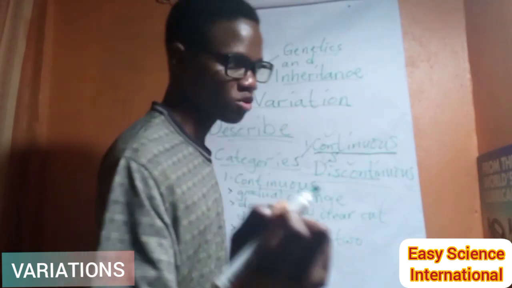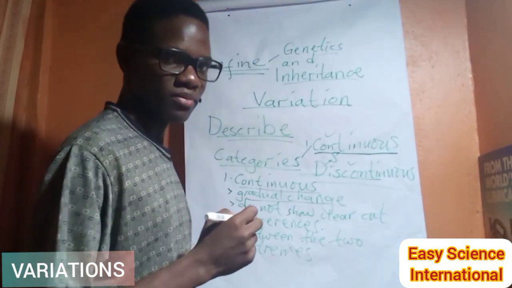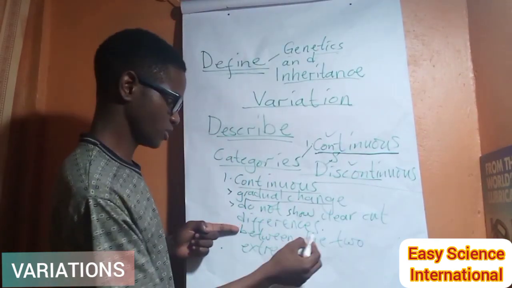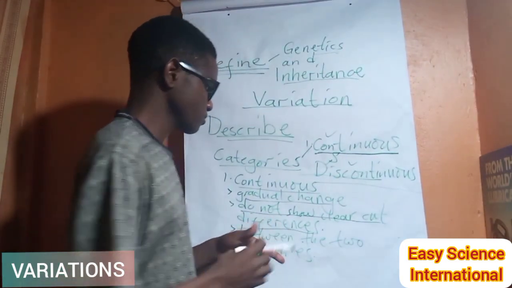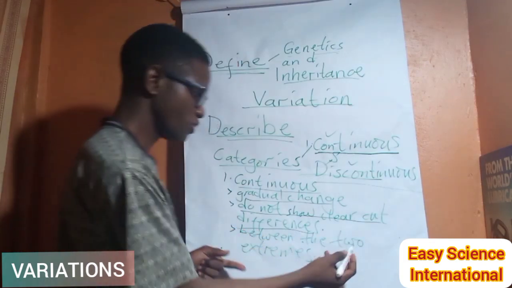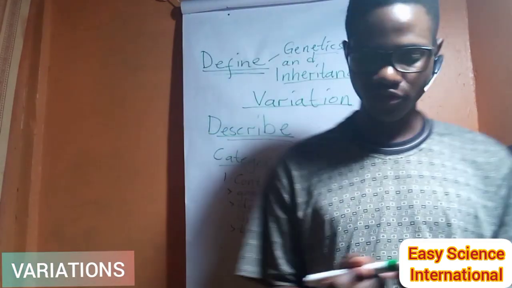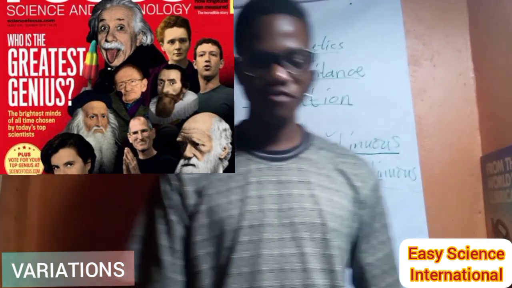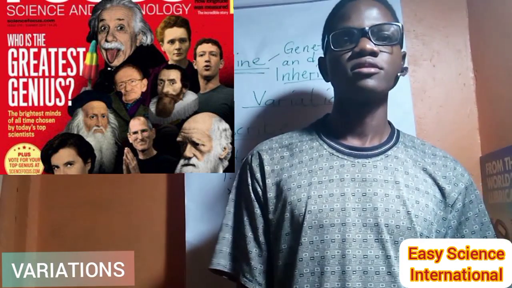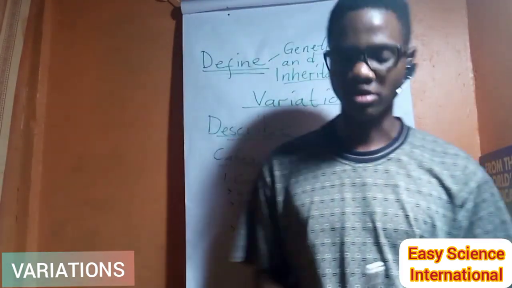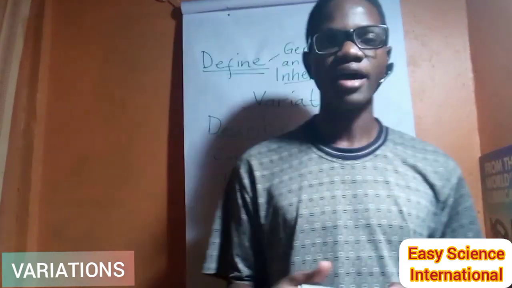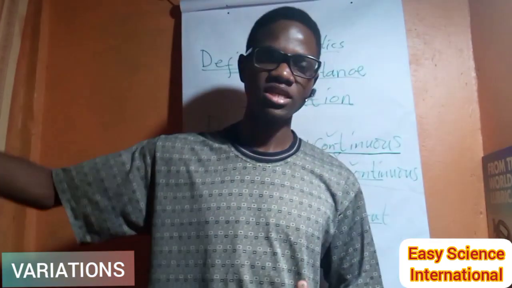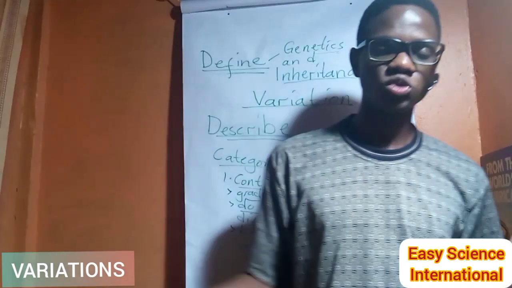Now, in continuous variation, there is a gradual change. That is the first characteristic. And also, in continuous variation, organisms do not show clear-cut differences between the two extremes. Now, if we consider a trait like intelligence, when I give you a biology paper to answer, assess you and bring back the papers, I expect to have the best performer and the worst performer. Having those two just defines our extremes. The first extreme is the best performer and the other extreme is the worst performer.